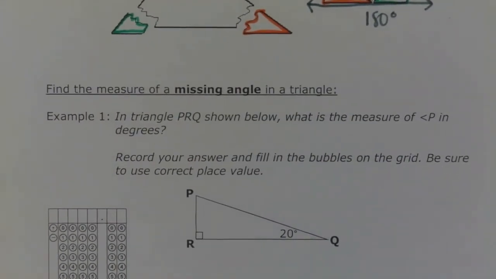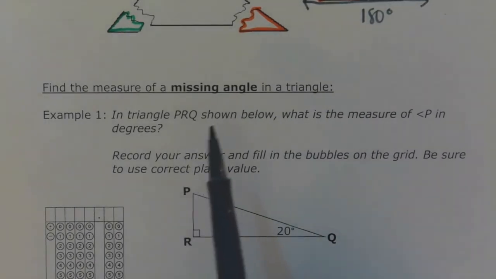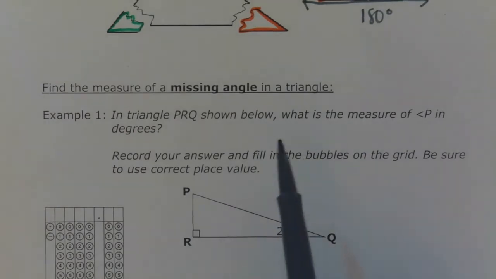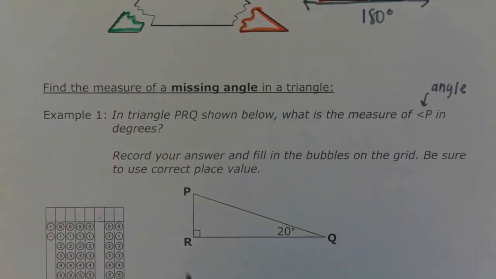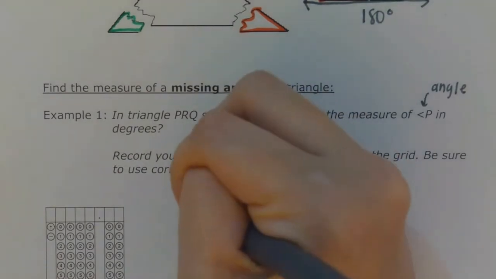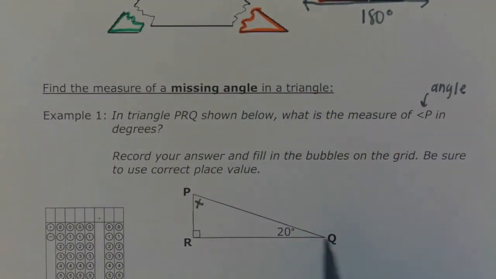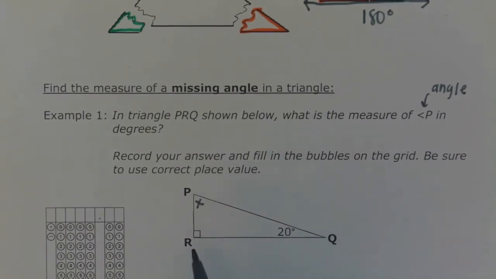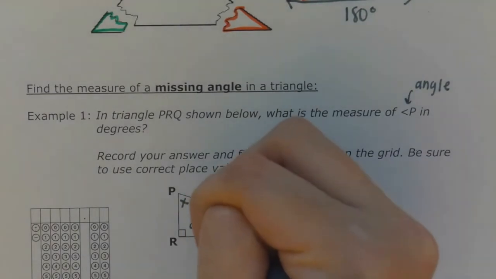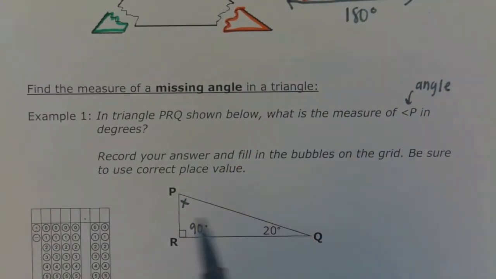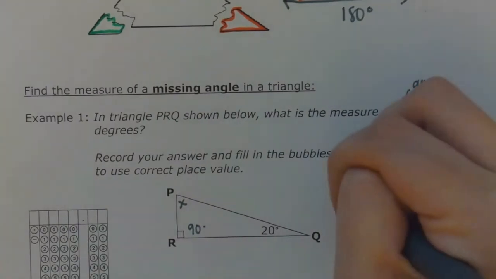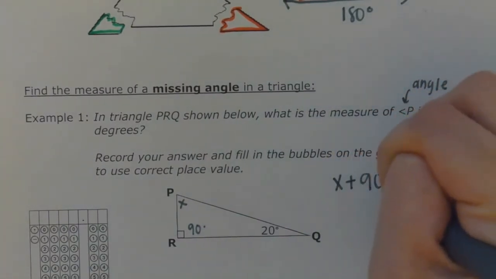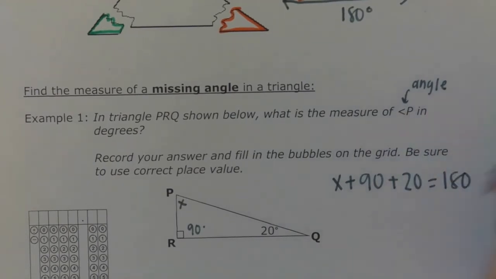That's good information to know because there are going to be times where I'm trying to find the missing angle in a triangle. It says, in triangle PRQ shown below, what is the measure of angle P in degrees? When I look at this, I don't know what angle P is, so I'm going to use an X to represent that it's missing. I know that angle Q is 20 degrees, and R has a box on it, which means that it is 90 degrees. If I take all three of these angles and add them together, I should always get 180 degrees. So I could do X plus 90 plus 20, and that should always equal 180 degrees.